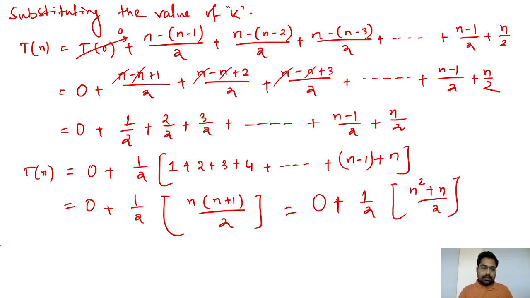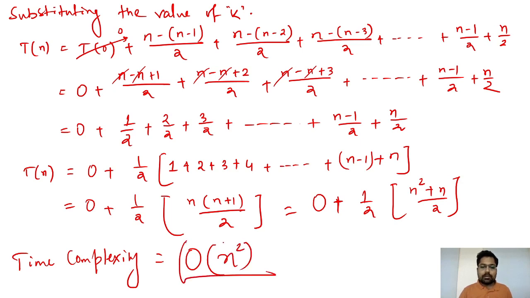So after that, the maximum term will be the time complexity. You can simply write time complexity equal to big O of n square, or big O of n square plus c, big O of n square plus n divided by c. Anything could be possible, but n square is the maximum, that's why we are saying it's n square. If you apply the master theorem also, you'll get the same answer.